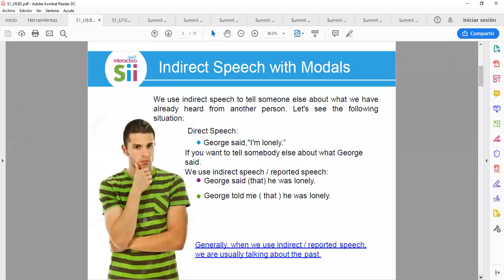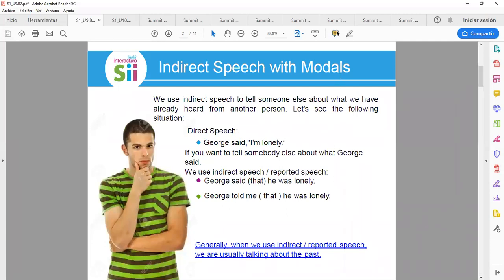Today we are going to talk about indirect speech with modals. We use indirect speech to tell someone else about what we have already heard from another person. Let's see the following situation from direct speech.